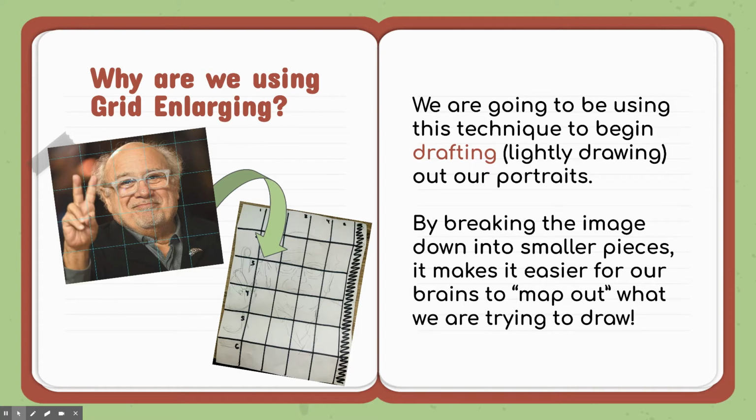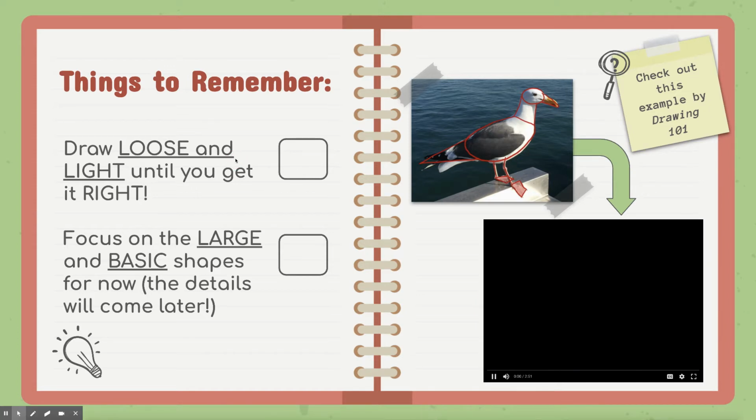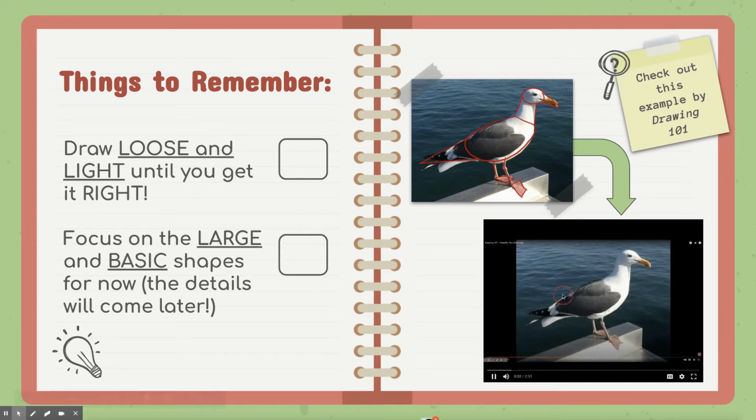Okay, so we're drawing very lightly for this. So things to remember. As you are drawing, you want to draw loose and light until you get it right. If you are bearing down on that pencil, it is going to be incredibly difficult to go back and erase any mess up lines. Okay. And then focus, secondly, on the large and basic shapes for now, and the details will come later. And we're going to watch a brief clip over on the right of what it is that I'm talking about. But I just wanted to point out these two things because these are going to be key for drafting out our portraits for right now.